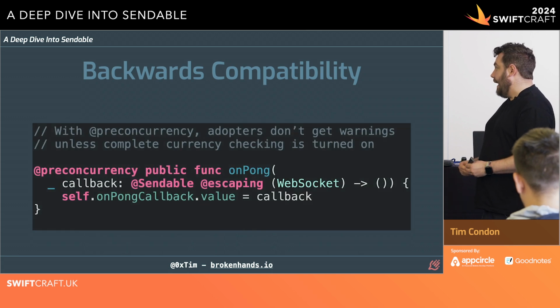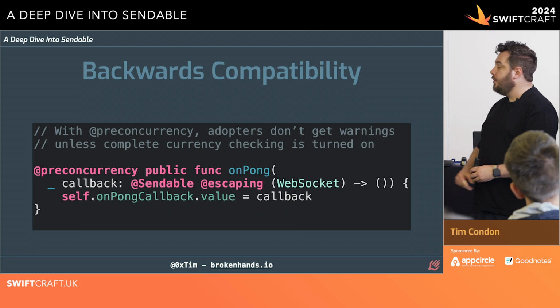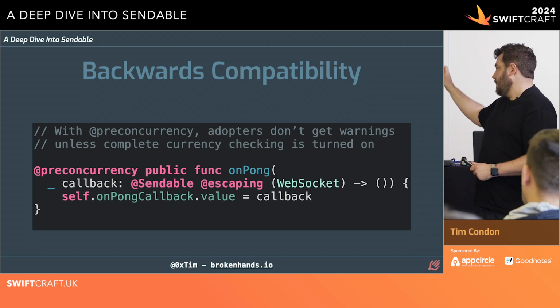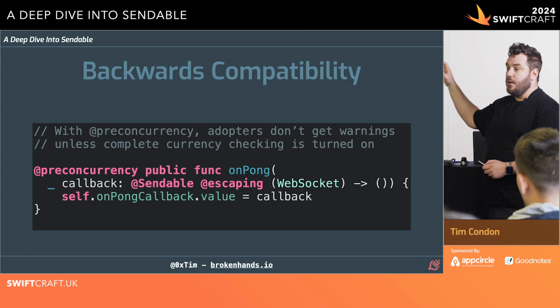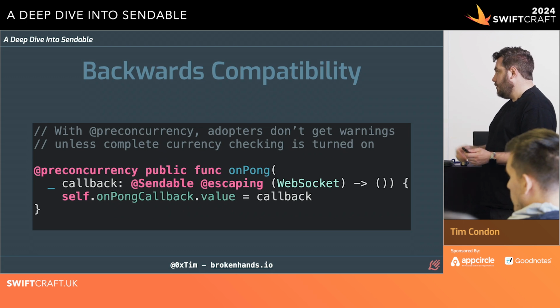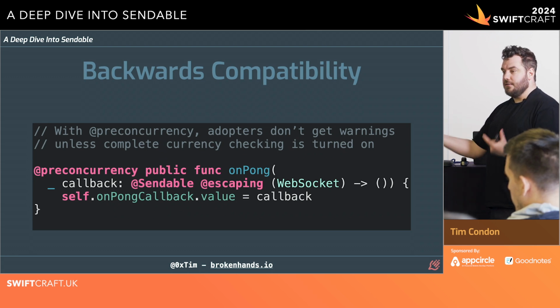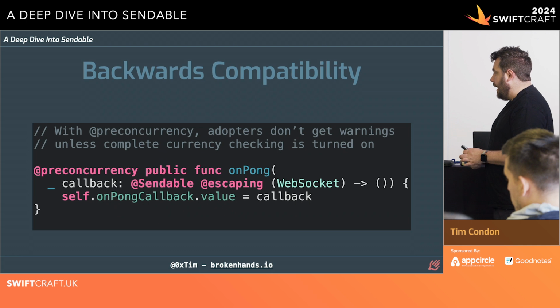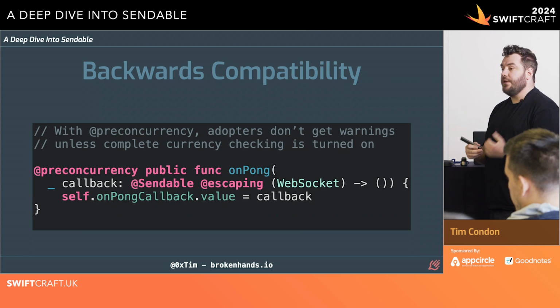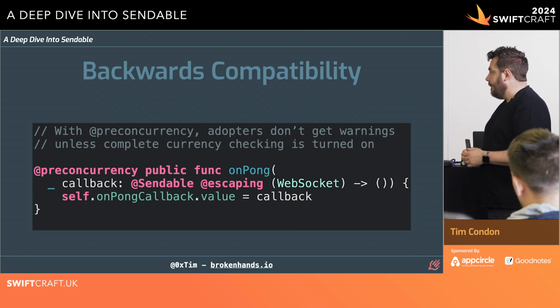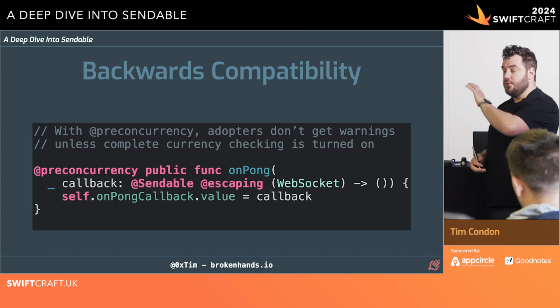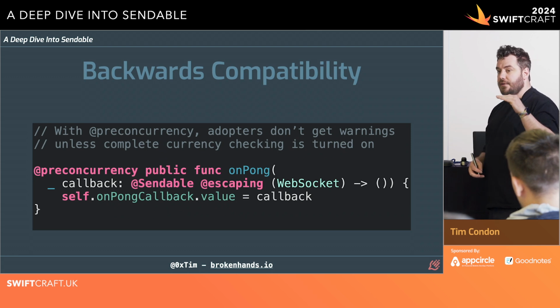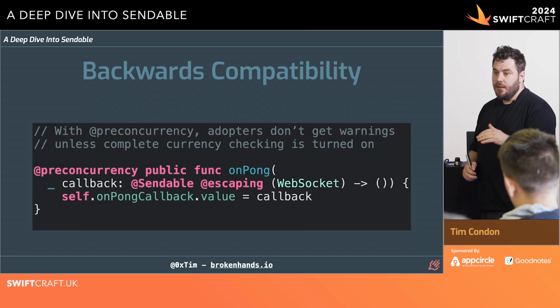The first one is @preconcurrency. So if you have a function, for example, this is our function in our WebSocket library called onPong, because in WebSockets you have pings and pongs that you need to handle. We had to make this callback Sendable so that we could ensure that it was safe. Anyone who has already adopted that and then upgraded to the latest version would immediately get a warning saying that the types they were passing in were unsafe. And this is a bit of a pain if you're just pulling in an update of your libraries and all of a sudden you get these warnings.